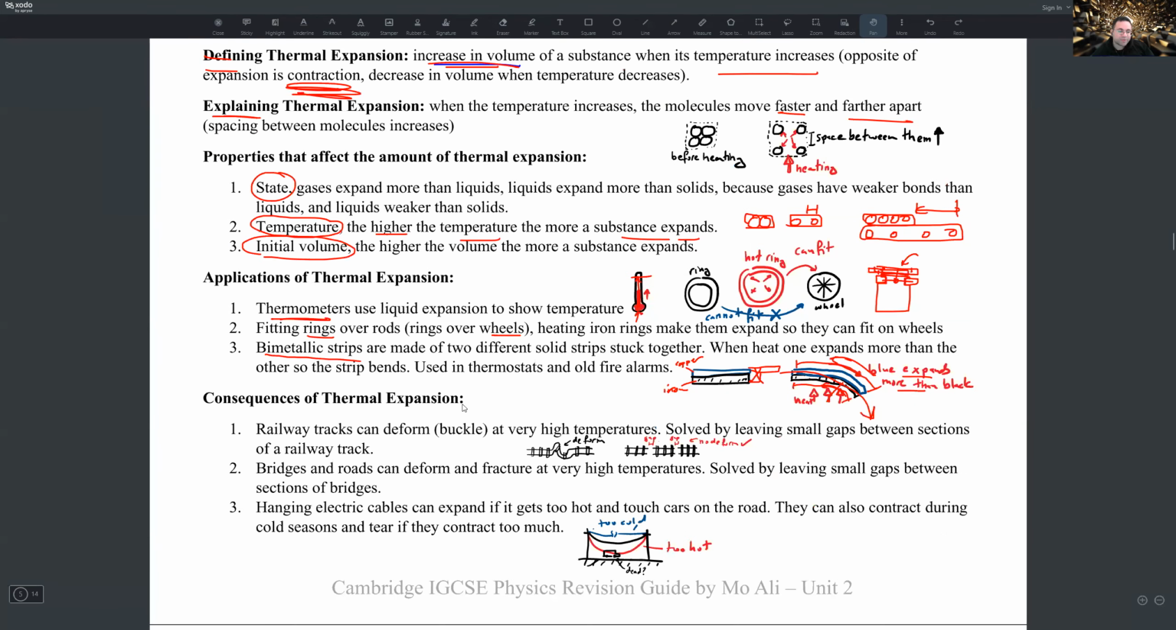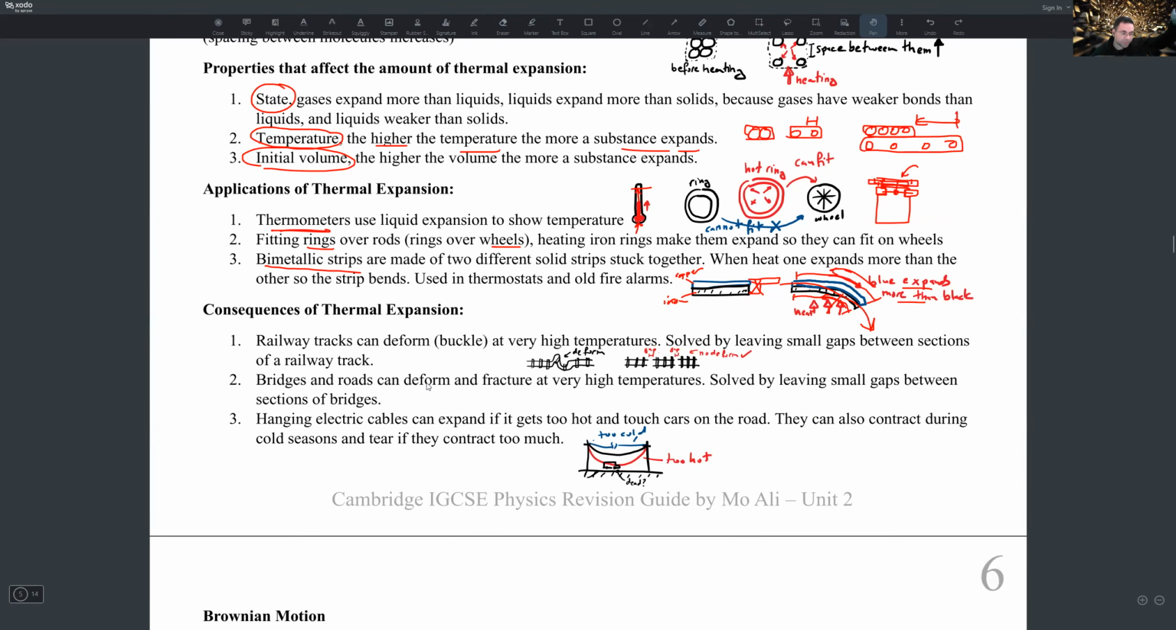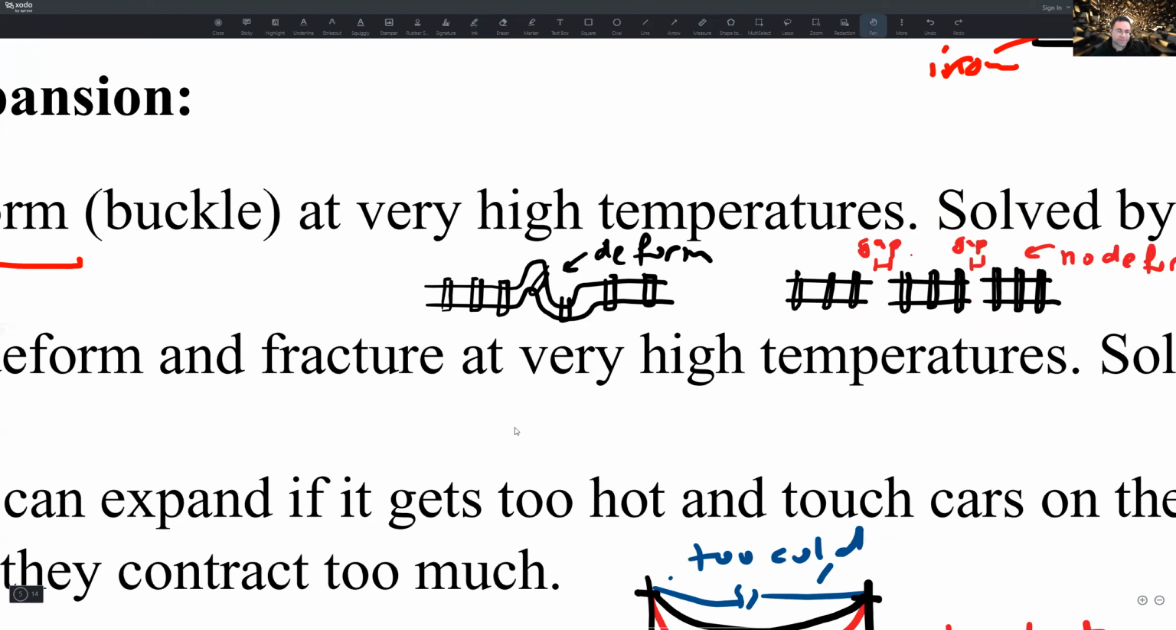Next, what about thermal expansion's problems? There are three problems to keep in mind. Two of them are basically the same. Railway tracks can deform at very high temperatures. يعني لما بنسخنها. Same thing with bridges and roads. They can deform and break at very high temperatures. Basically, I mean, this could happen. If this is a railway track and the temperature gets very high because of the summer, the track could deform. It tries to expand and it can't, so it bends, it buckles.